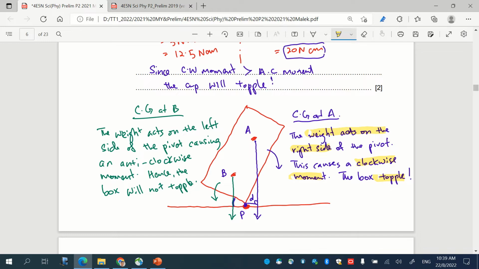Okay, so whenever you try to describe stability, whether an object will topple or not, you must bring in how the weight is acting and whether there is a clockwise or anti-clockwise moment. Okay, stability always goes with moment.